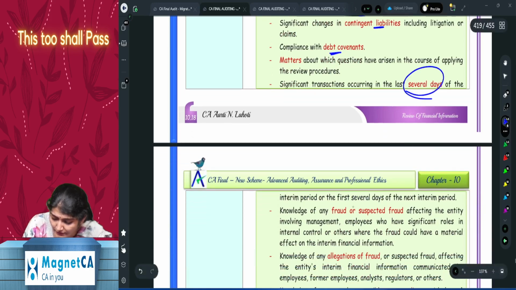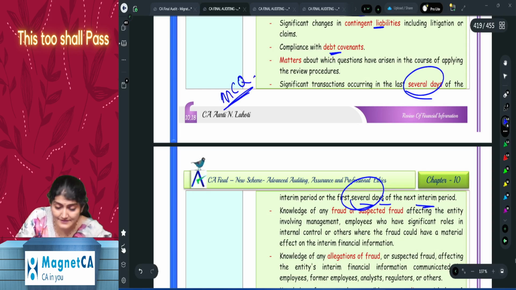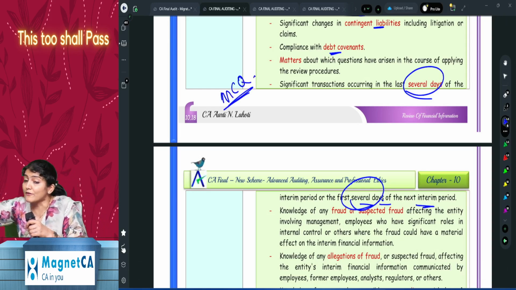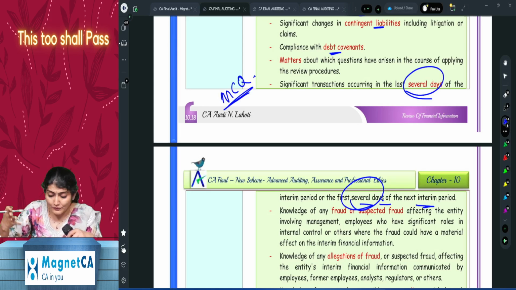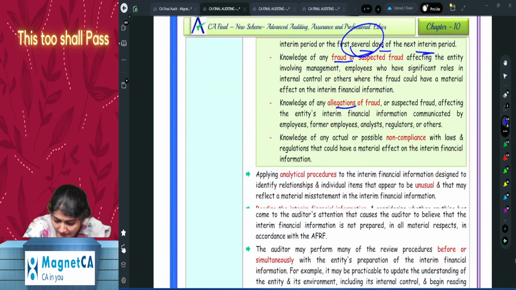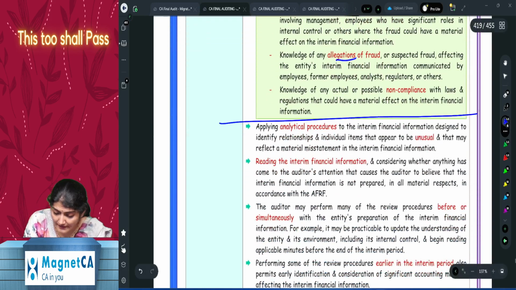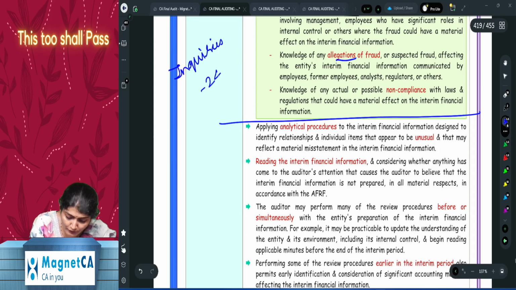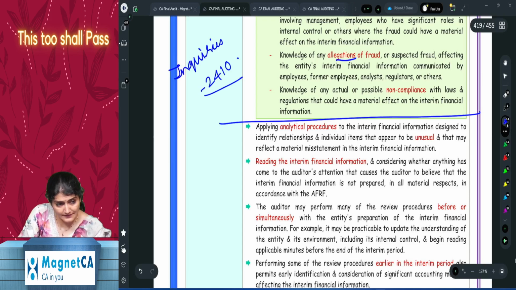This is one MCQ they made. And okay, inquiries you make of the last several days and first several days of the next interim period, to check whether the cutoff is proper. And cut-off procedures, then knowledge of fraud, allegations of fraud, any non-compliance, and so on. Right? So these are the inquiries under SRE 2410. Right? This is inquiry.